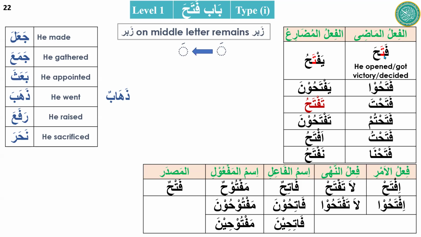Okay, thank you. So what does Fataha mean? Fataha, he opened. Fatahu, they opened. If you say they, you don't need to say all, because they is plural in English. Fatahta, you opened. Fatahtum, you all opened. Fatahtu, I opened. Fatahna, we opened.